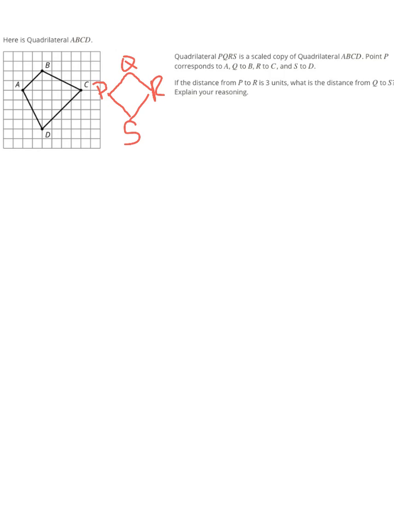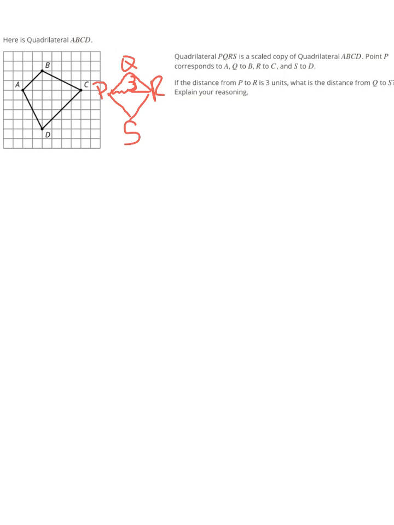So it doesn't exactly look the same, but it will look something like this if I were drawing it on a grid. And they tell us that in the scaled copy, the space between P and Q is 3 units. So I'm going to write a 3 here for us. And we are supposed to figure out the distance from Q to S, so this length here.